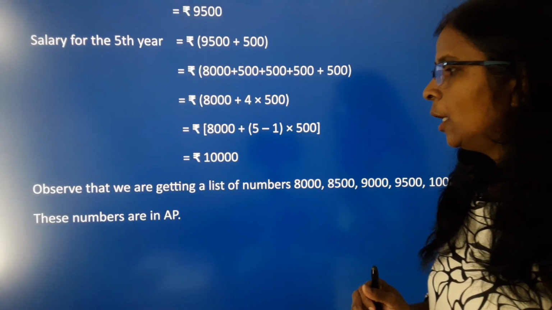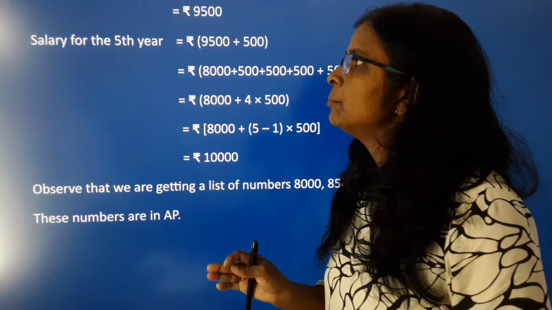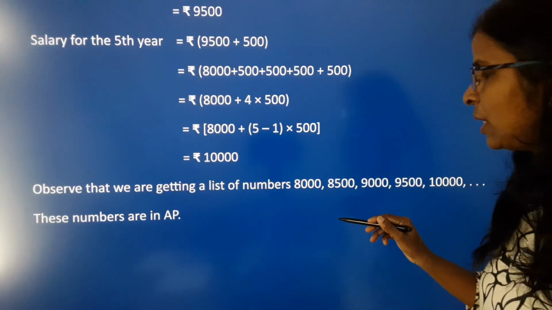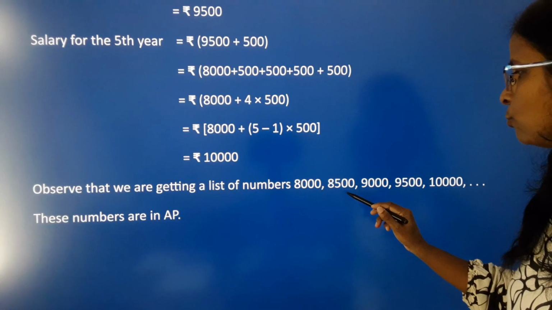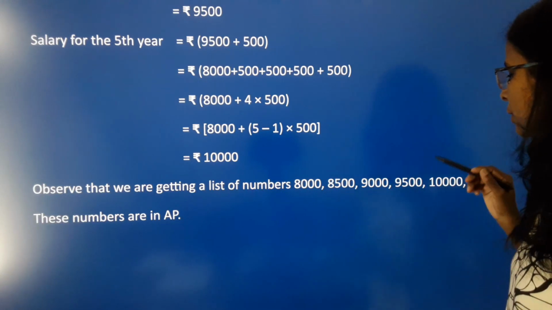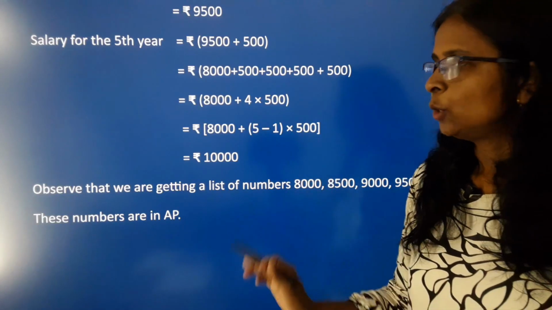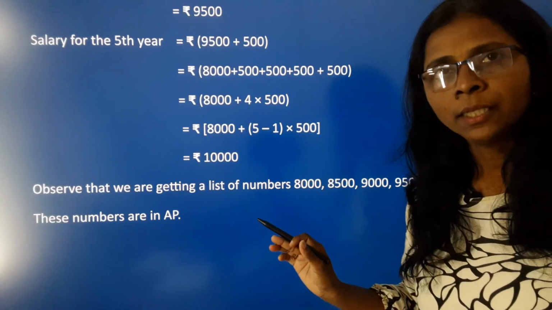So here we get the fifth term as the salary for the fifth year. So the list of numbers is 8,000, 8,500, 9,000, 9,500, 10,000, and so on. So these numbers are in AP.